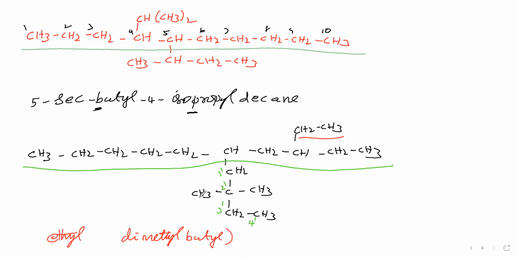Now this methyl is present at 2 dash, this methyl is present at 2 dash, therefore 2 dash comma 2 dash. Then at which position is this present in the main parent? We have to see. This is 1, it is 2, it is 3, it is 4, it is 5. Therefore it is present at the 5th carbon. This ethyl is present at the 3rd. Then 6, 7, 8, 9, 10. 10 carbons are there, therefore decane.